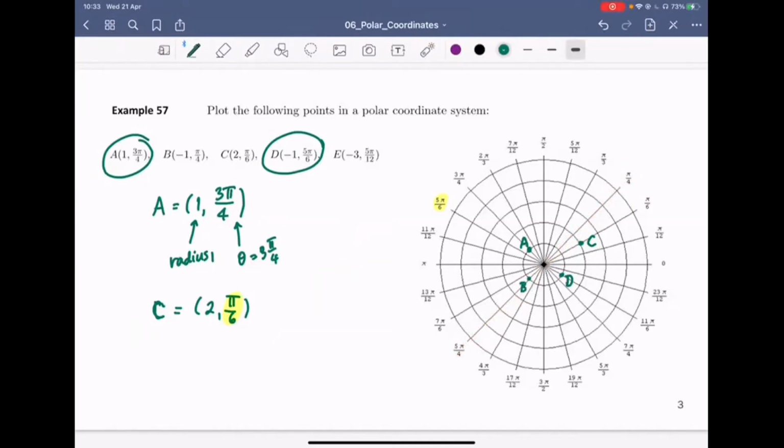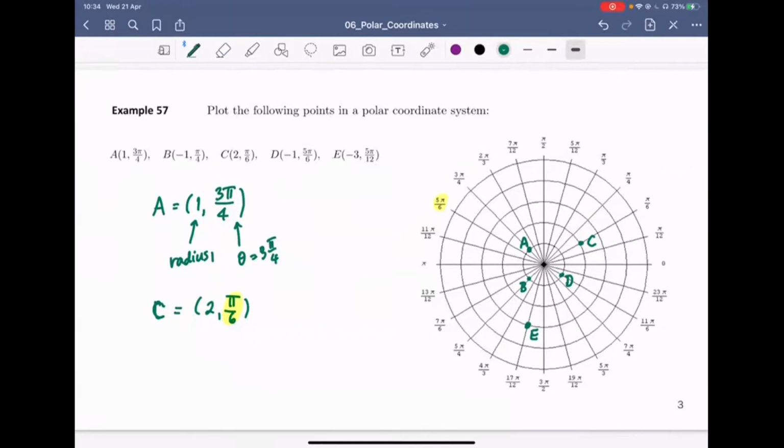I made a mistake because I went too fast. But yeah, that's a good point. And then the last one, E, is 5 pi over 12 and negative 3. Well, this is going to be that one, right? You go to 5 pi over 12, and then you go back 3 units. All right, so this is called the polar coordinates.